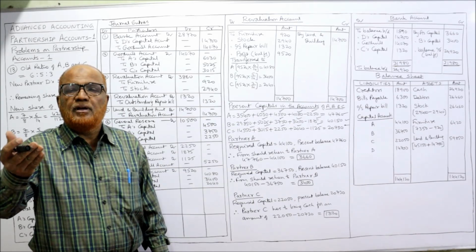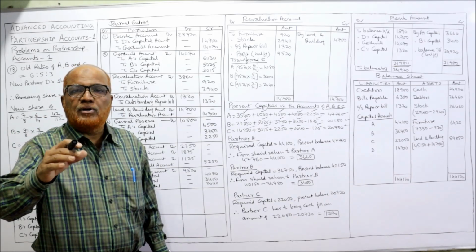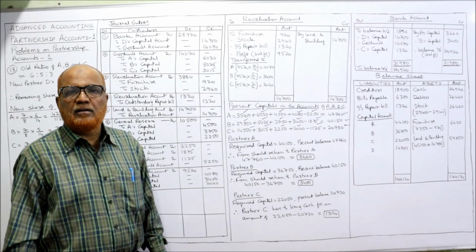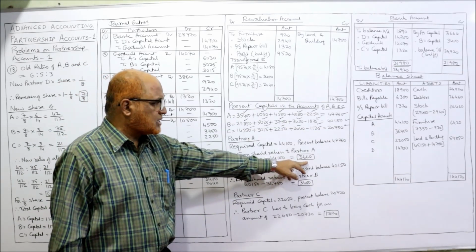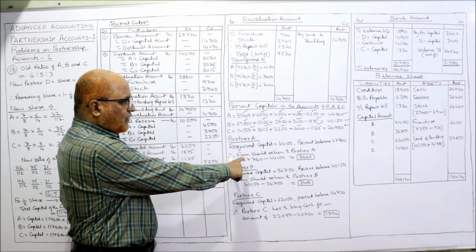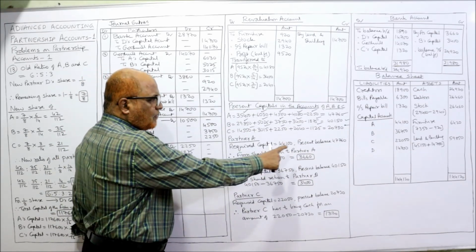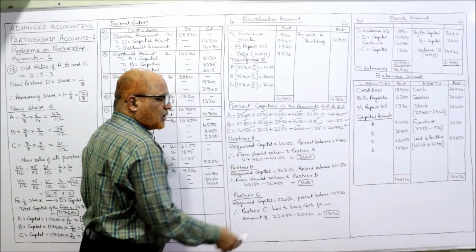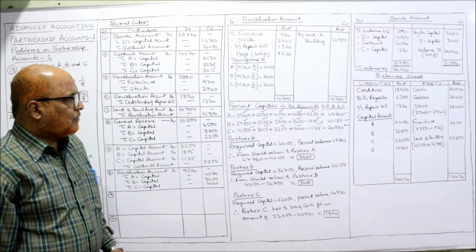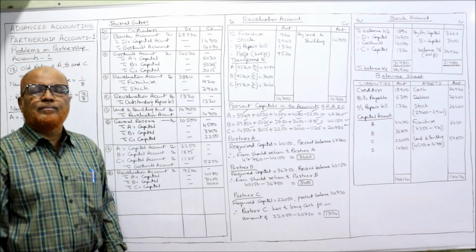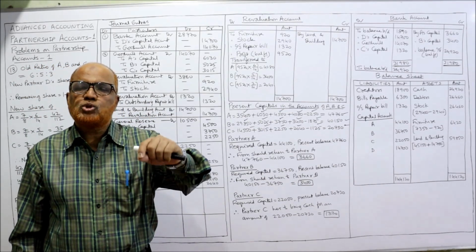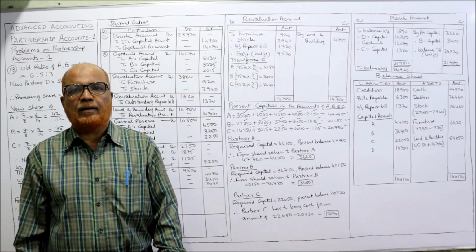Excess capital. Therefore, the firm should return back an amount of 3,660 to Mr. A. The firm should return to partner A 47,760 minus 44,100. 47,760 minus 44,100 will get 3,660. This is the amount the firm should return to A.